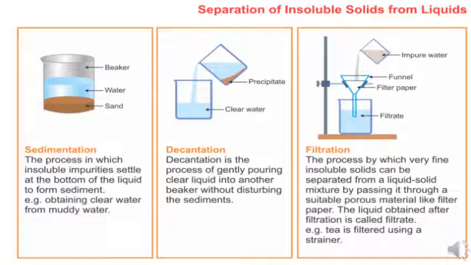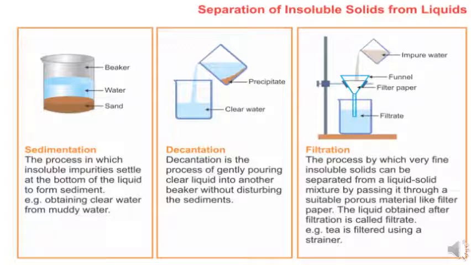Let's revise. Separation of insoluble solids from liquids, that is, where the solute does not dissolve and mix completely with the liquid. We can still see the solids remain in the liquid, and the processes are sedimentation and decantation, and filtration. Sedimentation and decantation go together. Sedimentation is the process in which insoluble impurities settle at the bottom of the liquid to form sediment. Example, obtaining clear water from muddy water.